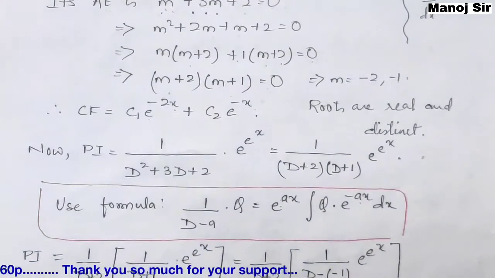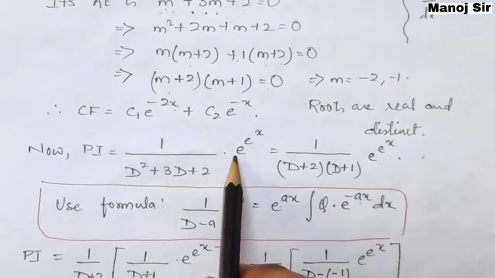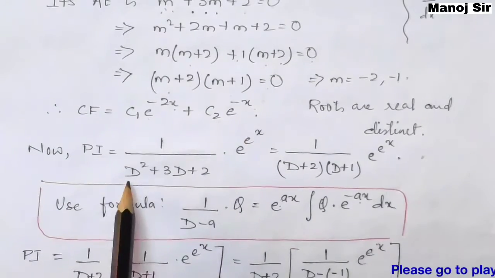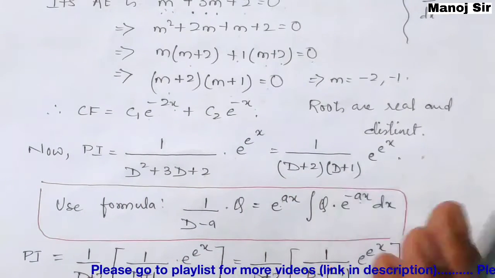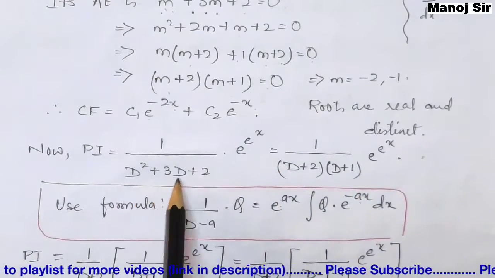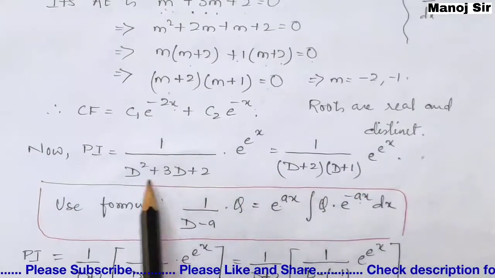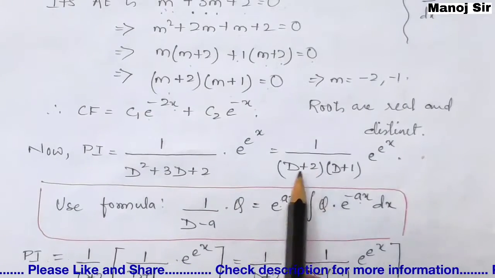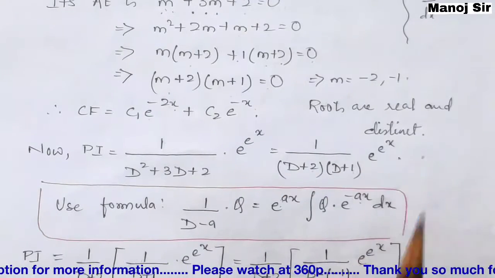Okay, so here we have PI equals 1 upon D squared plus 3D plus 2 into e to the power x. Now you can write this as (D plus 2) into (D plus 1). If you open this, you will get D squared plus 3D plus 2. So PI can be written as 1 upon (D plus 2) into (D plus 1) into e to the power x.